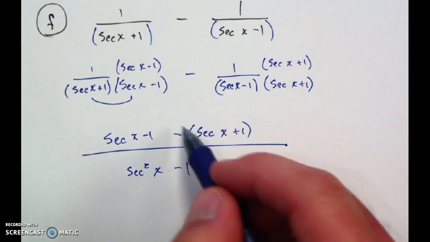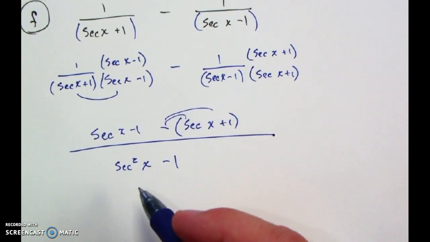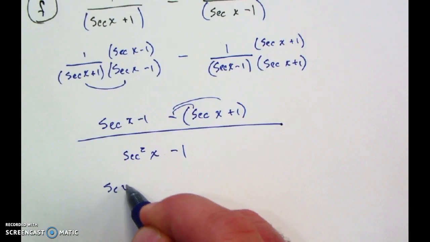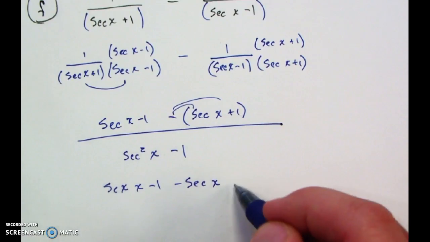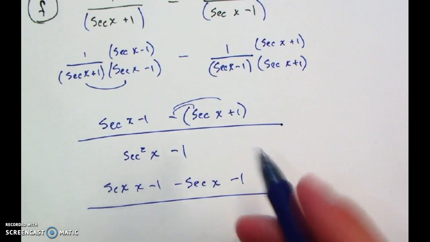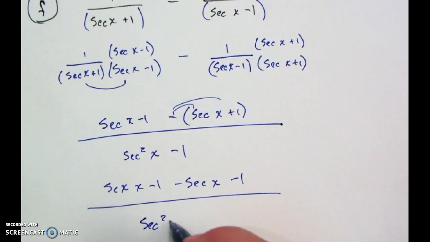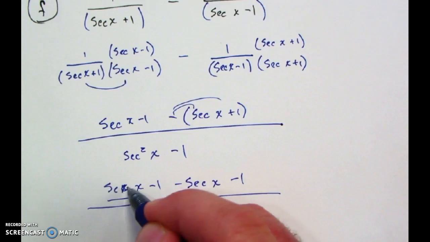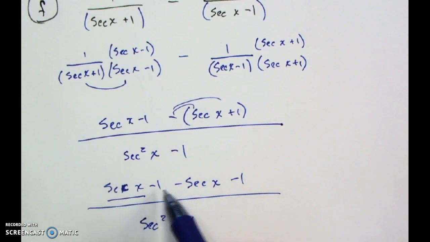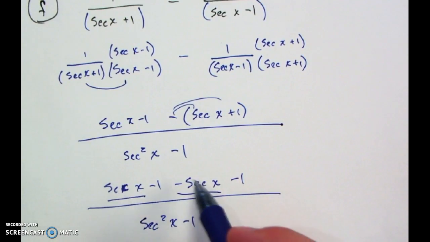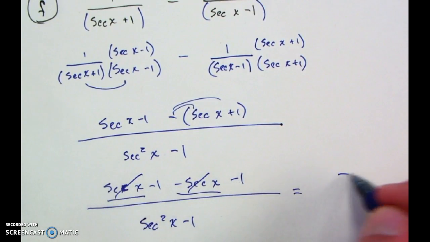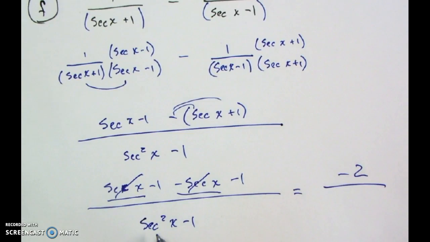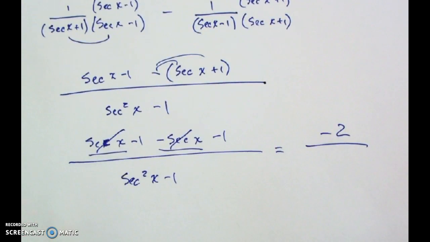Now, as I distribute this negative sign, we end up with secant of x minus 1 minus the secant of x minus 1, still all over secant squared x minus 1. So we have a secant of x, that's a secant of x minus 1, and here's minus secant of x. So those cancel each other out. We have a negative 1 minus 1, so that would be equal to negative 2 for our numerator. And then secant squared x minus 1.